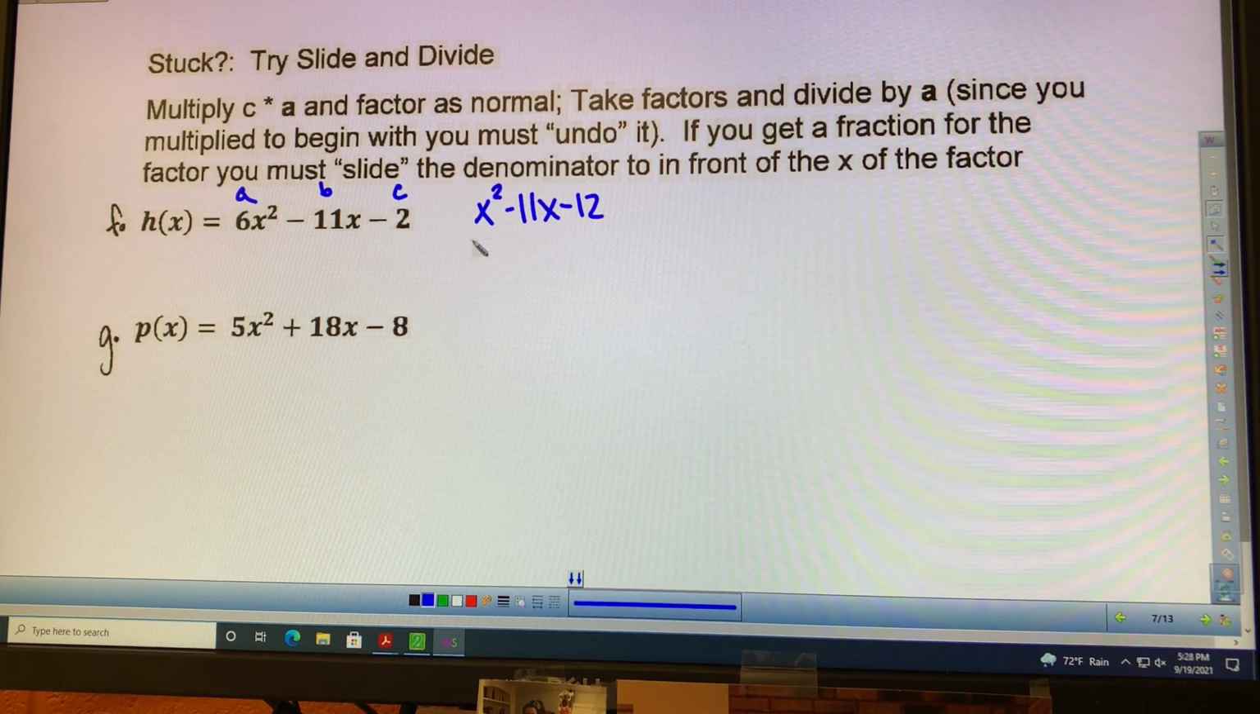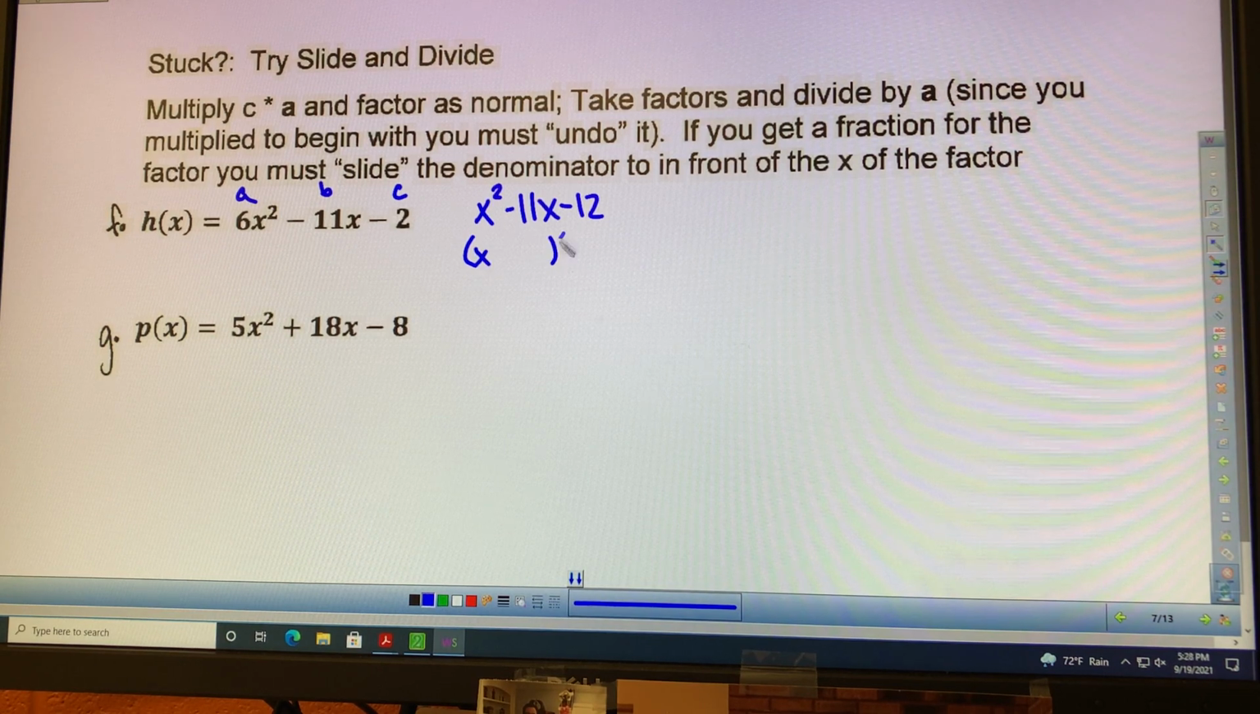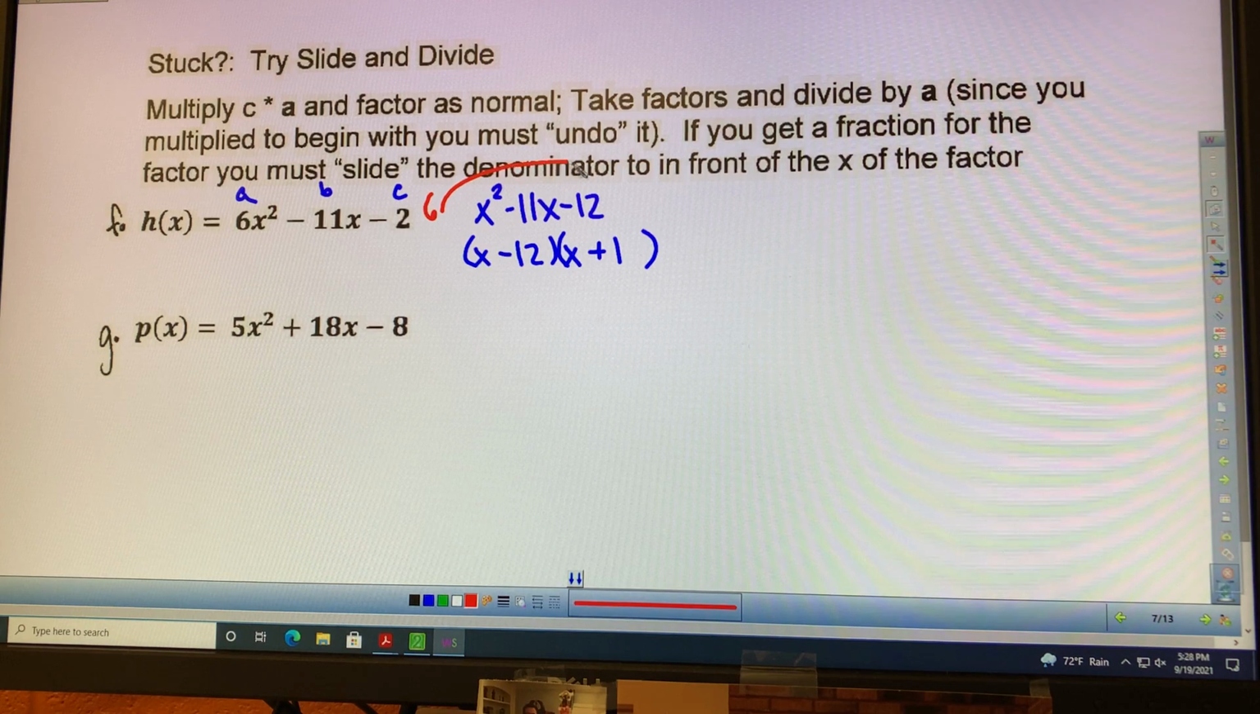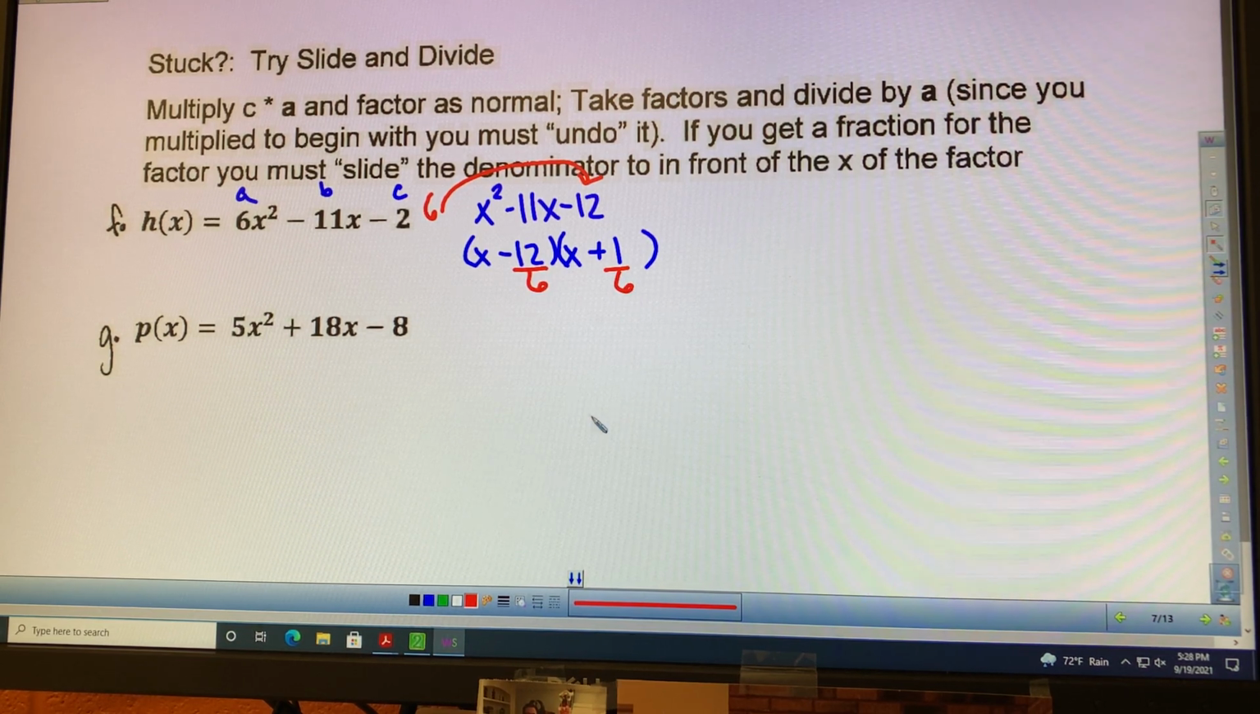Okay, let's factor that like normal. X and X, factors of 12, probably negative 12 and positive 1. Gives me negative 12 and it gives me negative 11x. Okay, but then it says take factors and divide by A since you multiplied by A to begin with. So because I took that 6 and multiplied it here, now I need to divide both of these by 6.